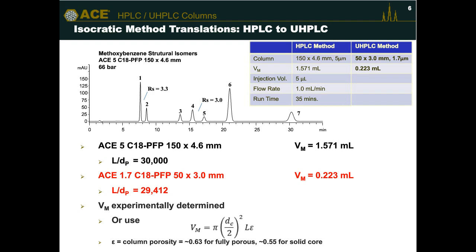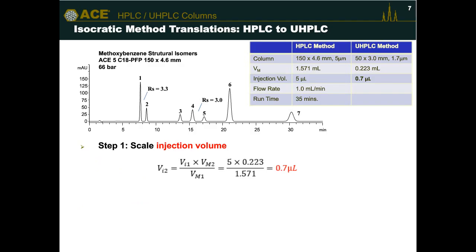So the first thing we need to do is use those column volumes to scale our injection volume. And you can see here it's related to the ratio of the column volume times the original injection volume of 5 microliters. So it makes sense. We're going to a smaller column, so we're injecting less material onto our column. So now we want to inject only 0.7 microliters. There is the potential that you could inject more, but for an academically correct method translation, you should reduce the injection volume proportional to the column volume as demonstrated.